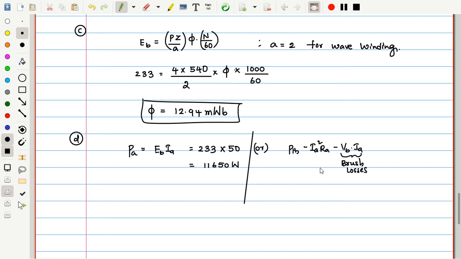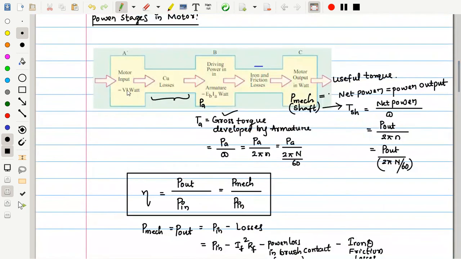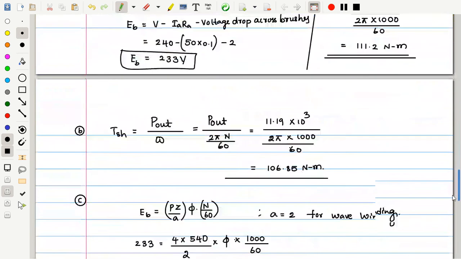So input minus these losses. So apart from this, what else is that? Right. So what does it give? PA. See here, let me show here this diagram. So this input V into I minus copper losses. If there are any brush contact losses, that losses also will be added in the copper loss only. Why? Because brush contact has resistance. That resistive losses all together called as copper losses only. Here brush losses also included. Now, once I subtract those losses, the left out power is what? The armature power.